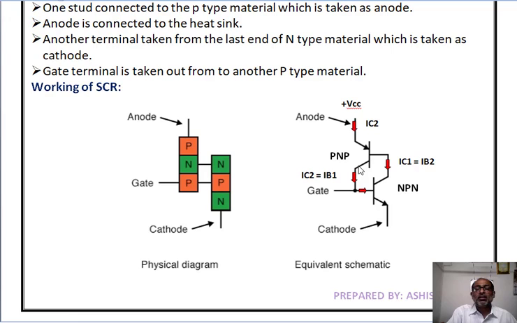Once the SCR is turned on, the current keeps passing from the anode to the cathode terminal even if the gate terminal is removed. So once your SCR is turned on and we remove the gate pulse applied to the SCR, the SCR still remains in the on condition. That means the current still keeps flowing from the anode to the cathode terminal of the SCR.